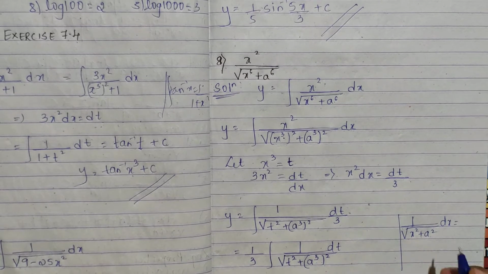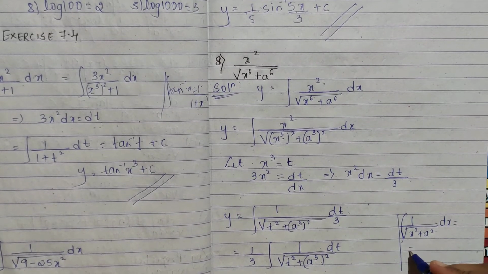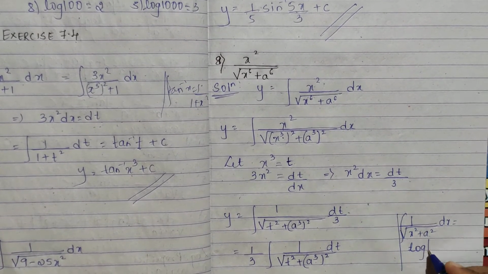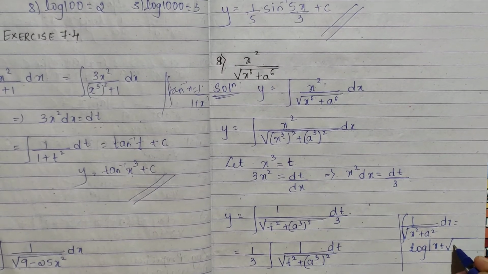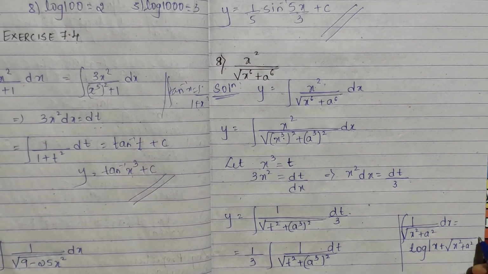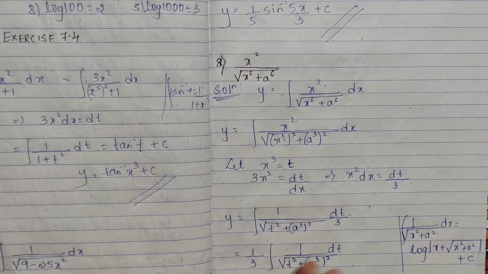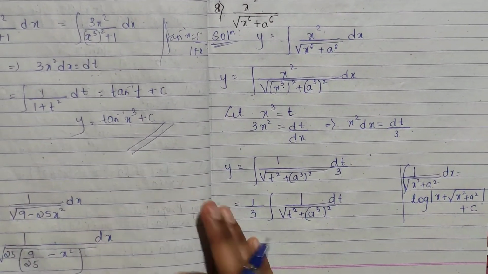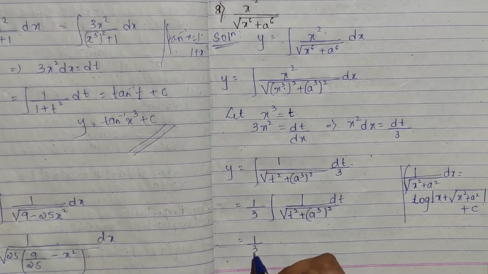This formula you are getting, and what is this formula? Log modulus x plus root of x square plus a square plus c. So everything we will do according to the formula. 1 by 3 remains as it is.